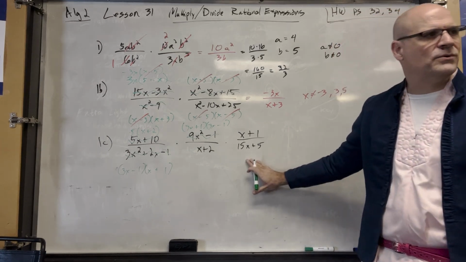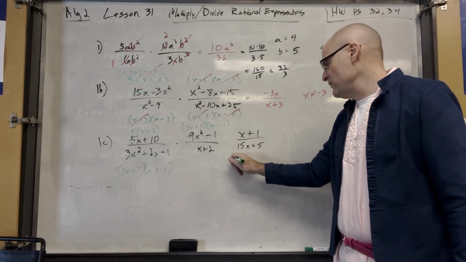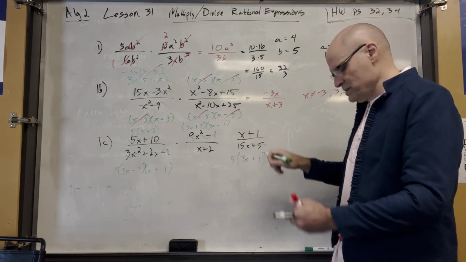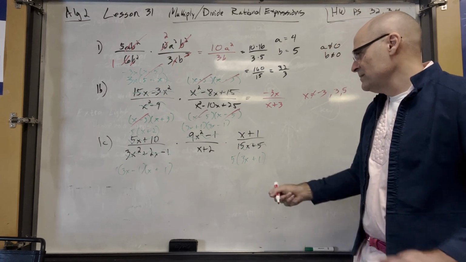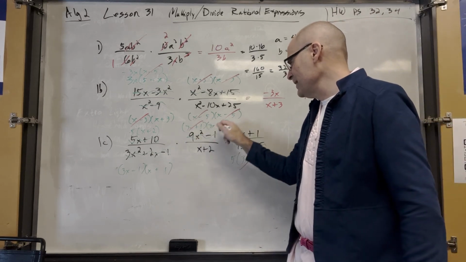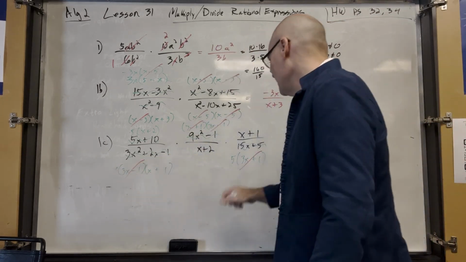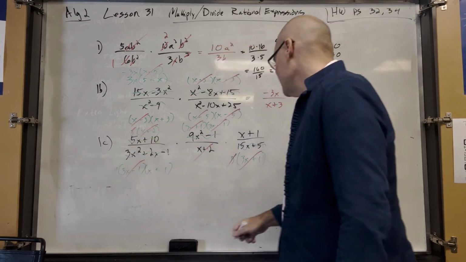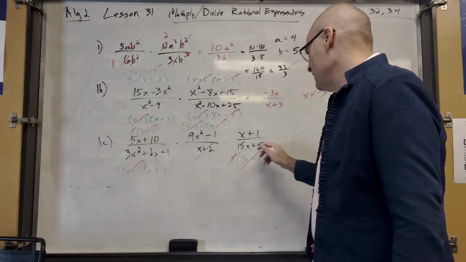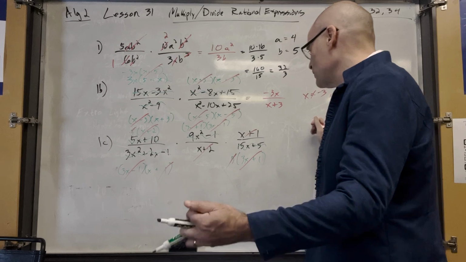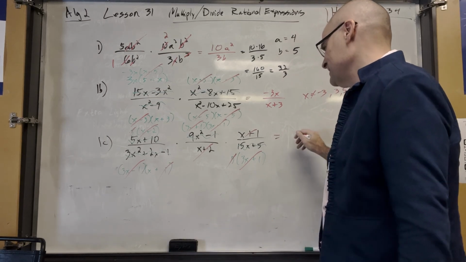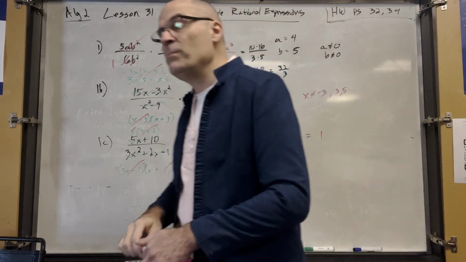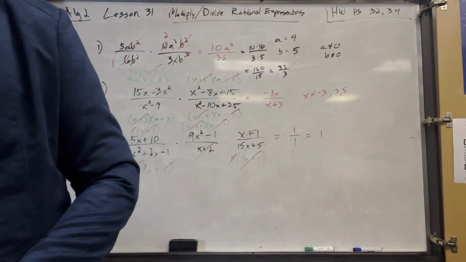What can I take out of both of these? 5. So 5 goes in 3x plus 1. Look at all these 3x plus 1s that can be canceled. So you can cancel that. Whoa, look at this. Oh my gosh. The x plus 2s. The 5s. The x plus 1s. Oh my gosh. What are we left with? Just nothing. 1 over 1, which is 1. So don't put 0. It's 1.